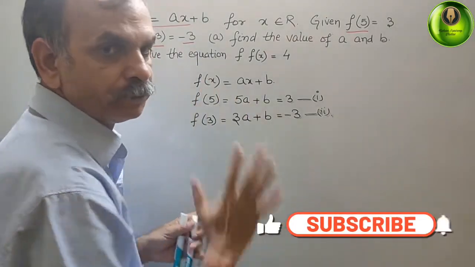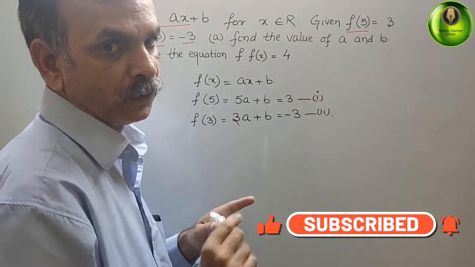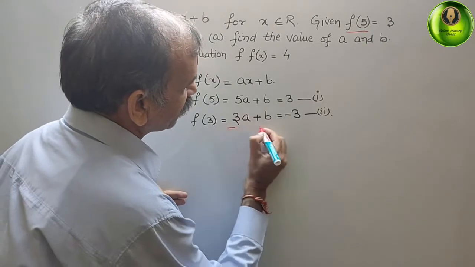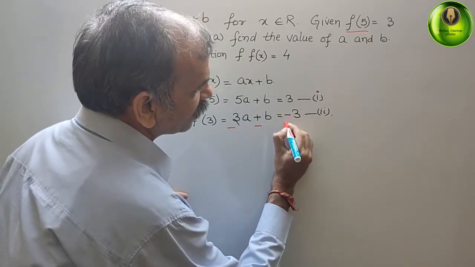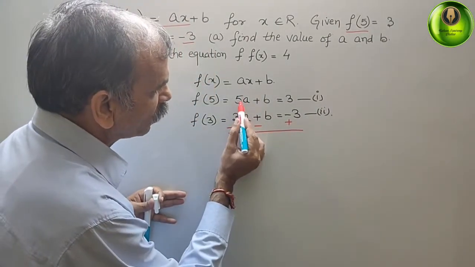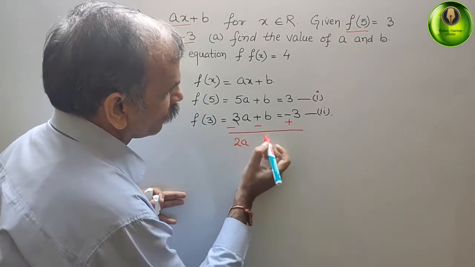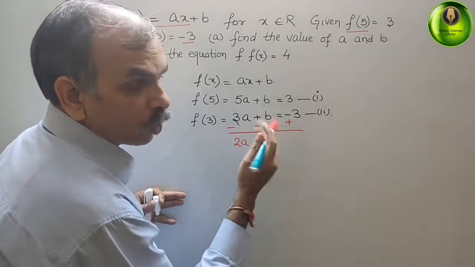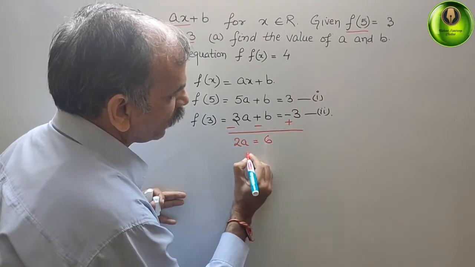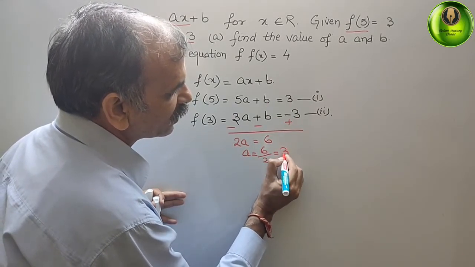Now subtract them, because both contain b and b is plus in both. If you subtract, you can change the sign here: minus, minus, and minus is now plus. Therefore, you will get 5a minus 3a is 2a, plus b minus b gone, 3 plus 3 is 6. So a is 6 by 2, that is equal to 3.